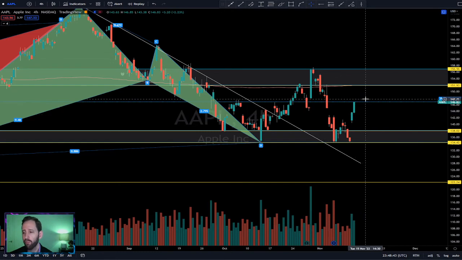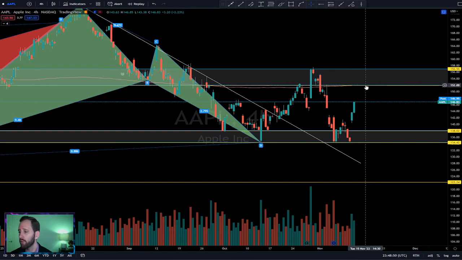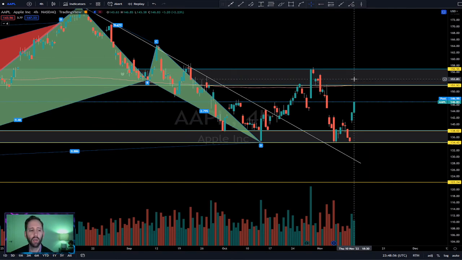If you wanted to play the 4 hour, your stop would be below the follow through confirmation candle, and you're going to be taking profits toward the first level of inflection and your 200, maybe trimming positions, seeing if you can get back above the 200.